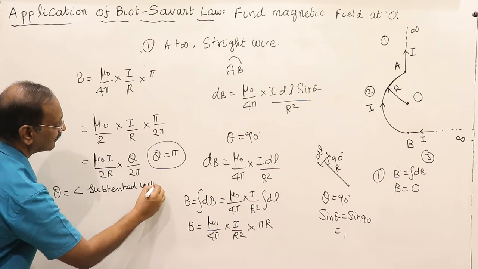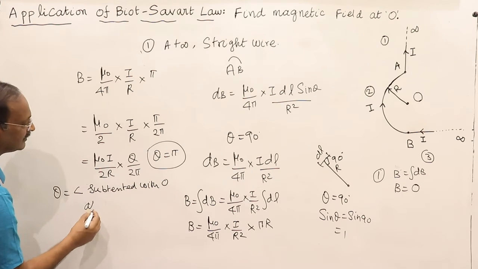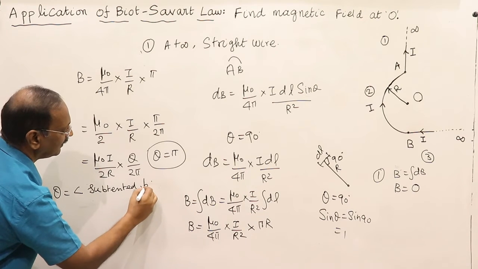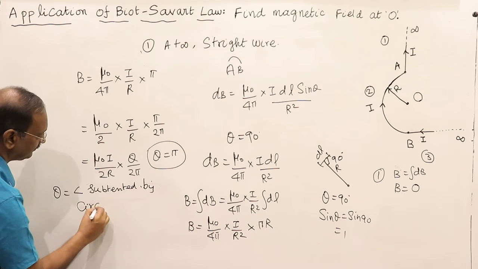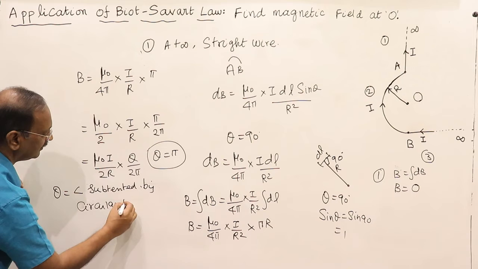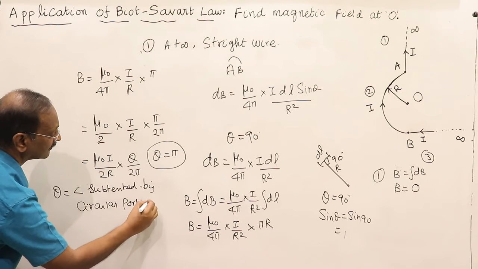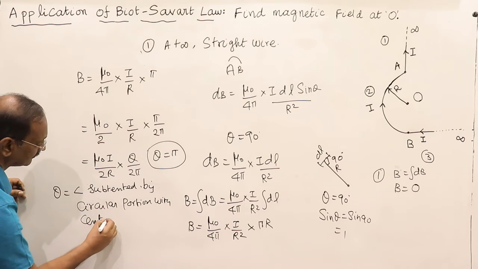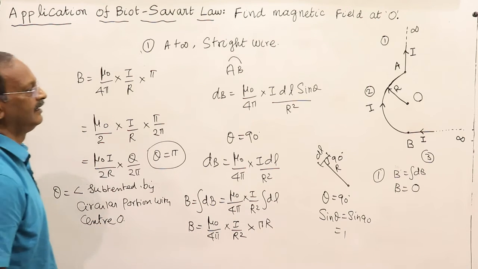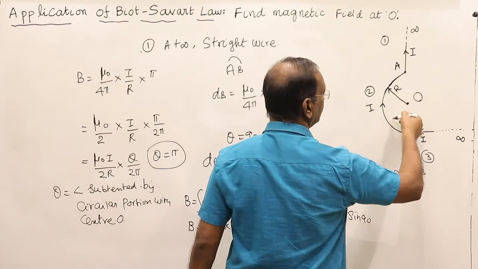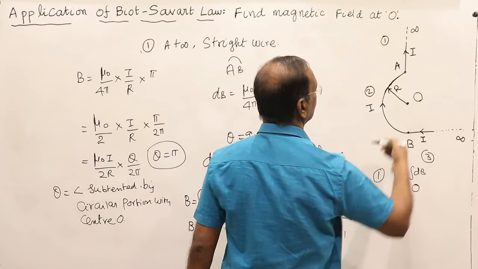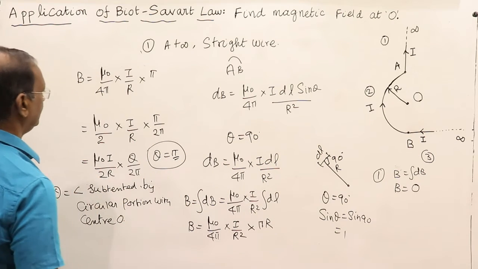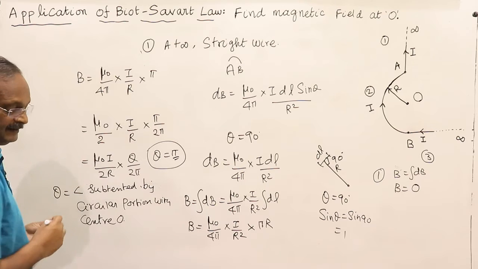Where theta is the angle subtended by the circular portion, that is the semicircular portion, with the center O. What is the angle subtended? From here to here it is 180 degrees, and 180 degrees means pi. Therefore we can simply write the equation as 4 pi.